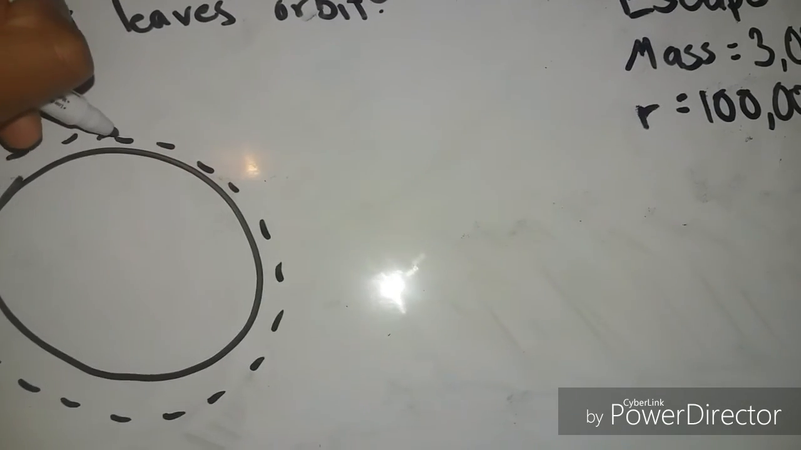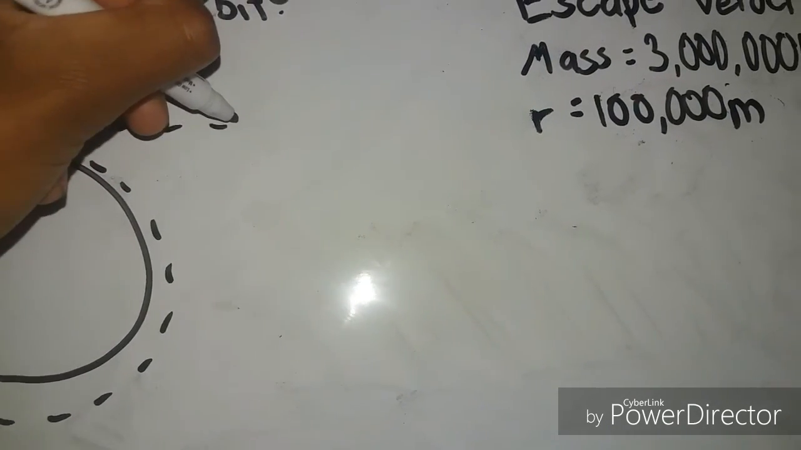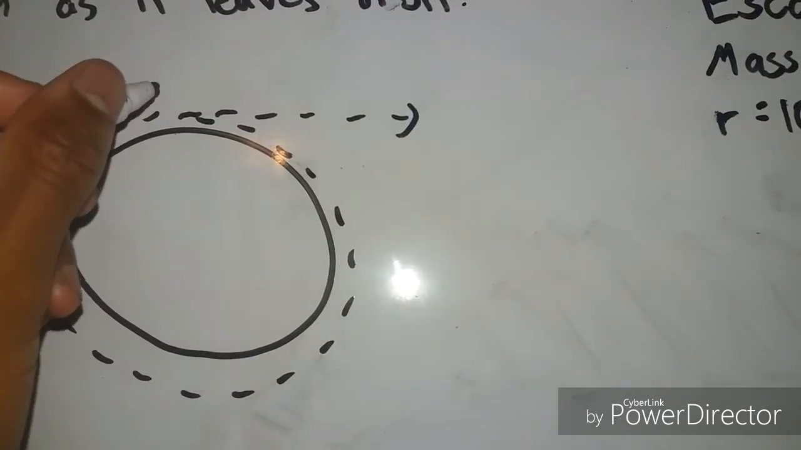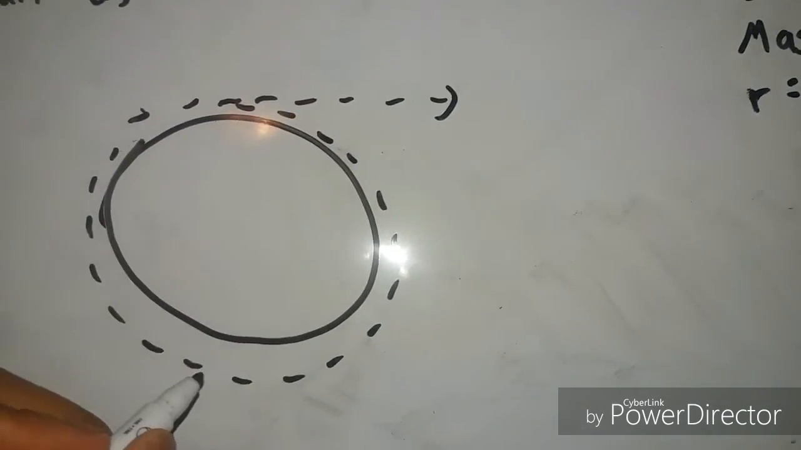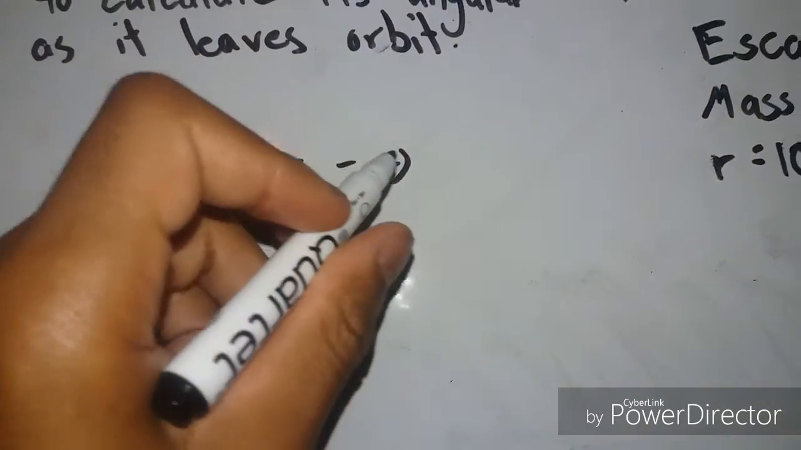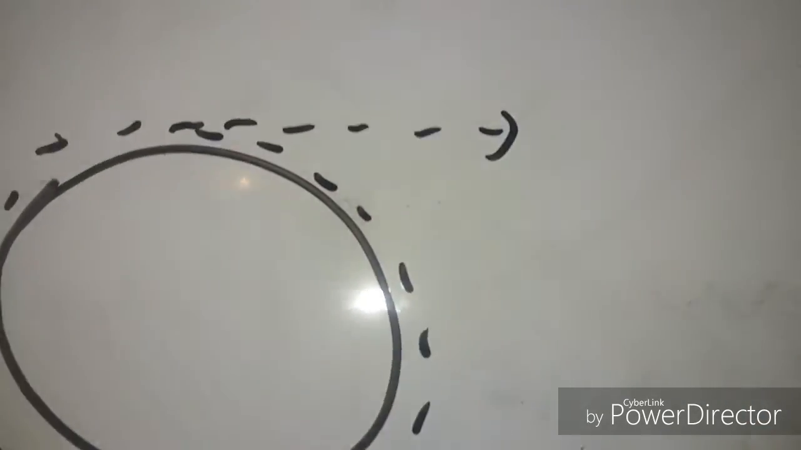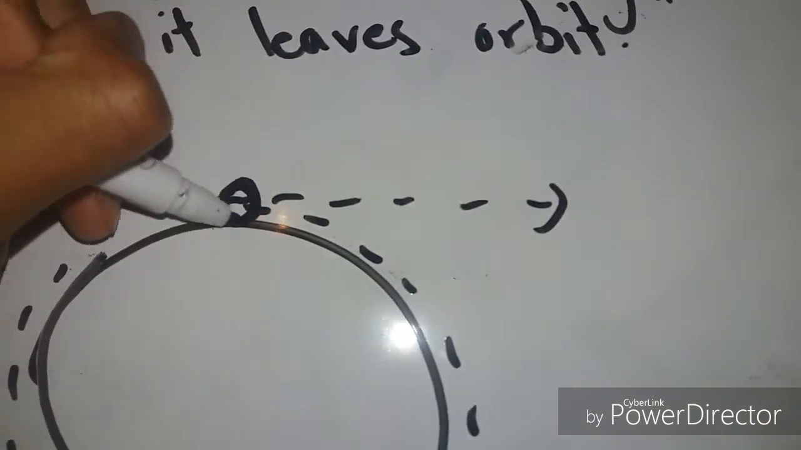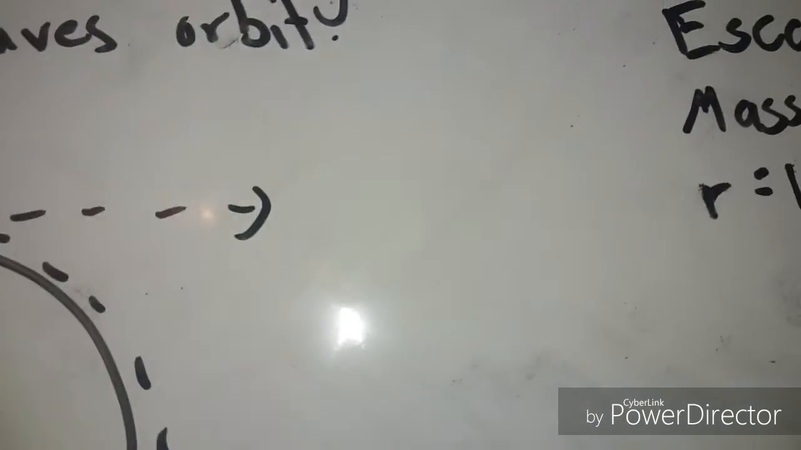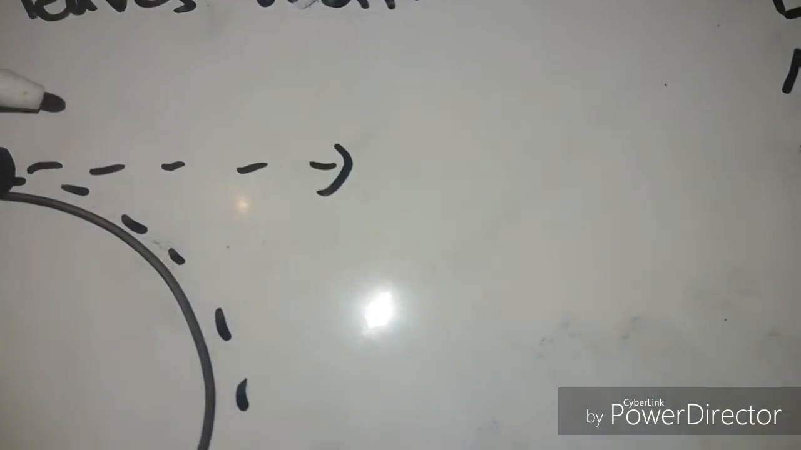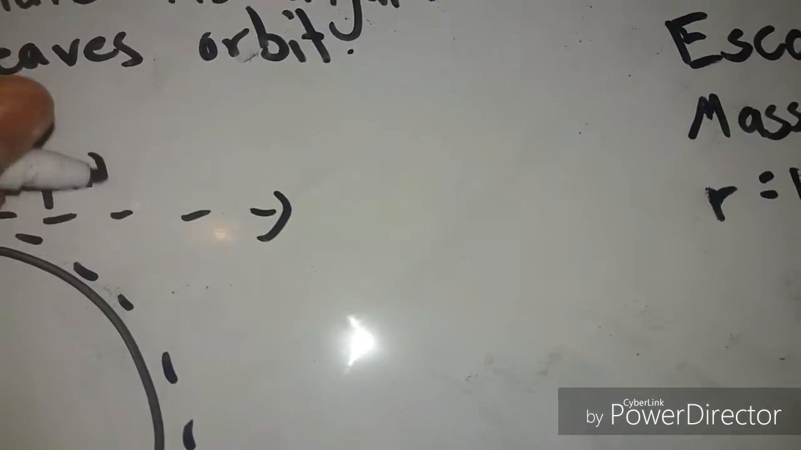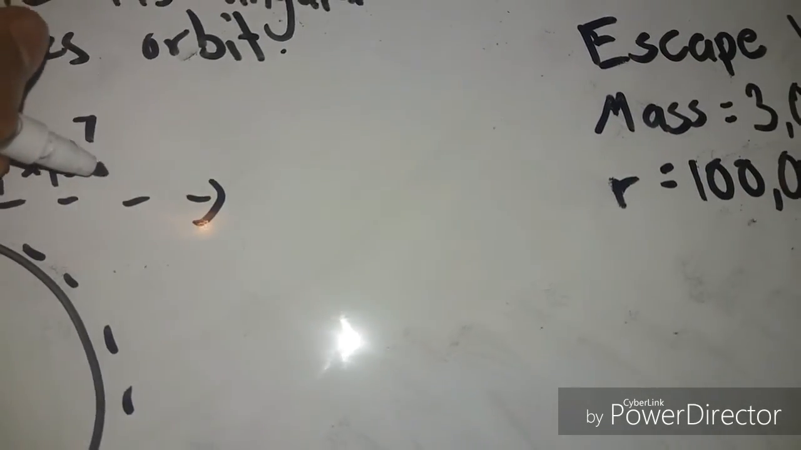So it gets launched this way. It goes around the Earth one time, and it gets launched tangentially out this way. So escape velocity is 4 times 10 to the 7th, which means at this point right here, it will be moving this way at 4 times 10 to the 7th meters per second.